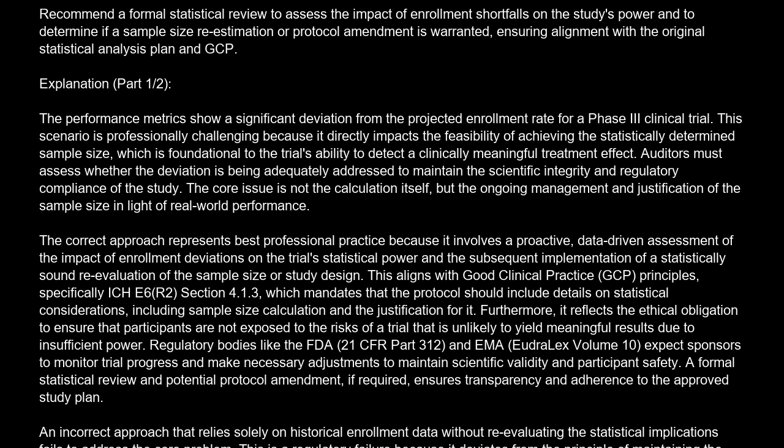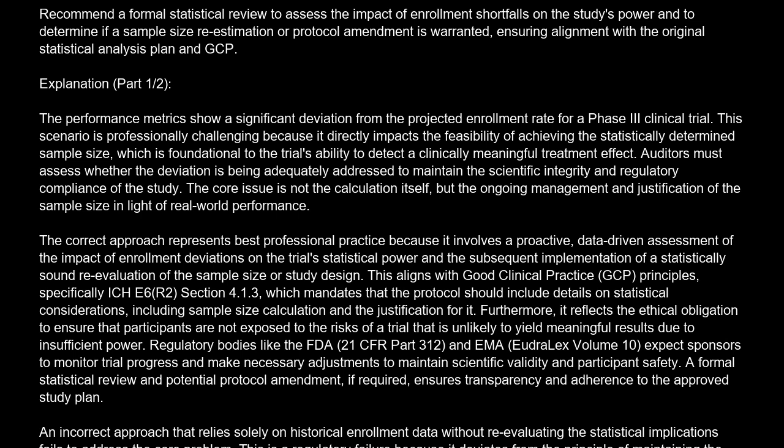This aligns with good clinical practice, GCP principles, specifically ICH E6(R2), Section 4.1.3, which mandates that the protocol should include details on statistical considerations, including sample size calculation and the justification for it. Furthermore, it reflects the ethical obligation to ensure that participants are not exposed to the risks of a trial that is unlikely to yield meaningful results due to insufficient power.